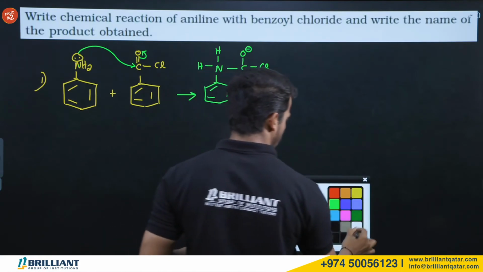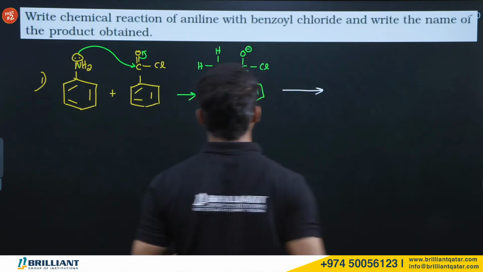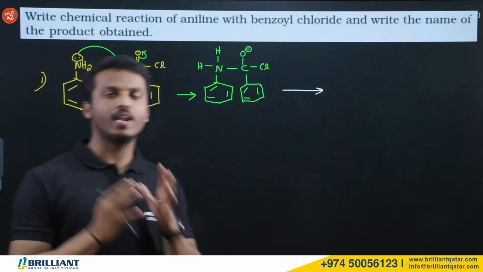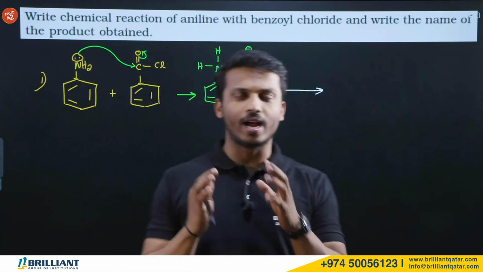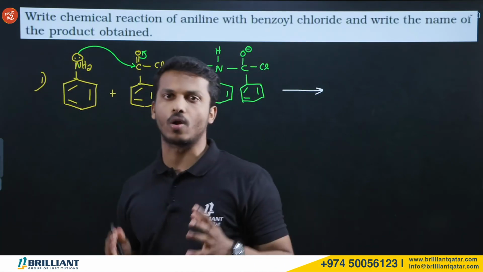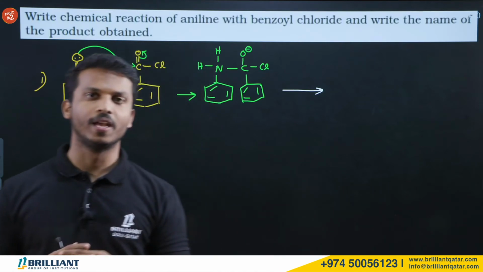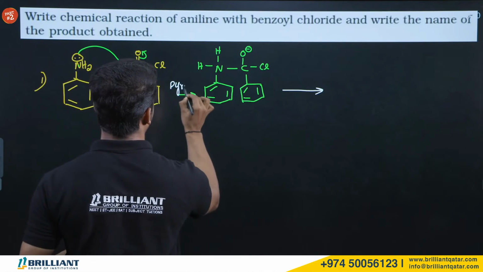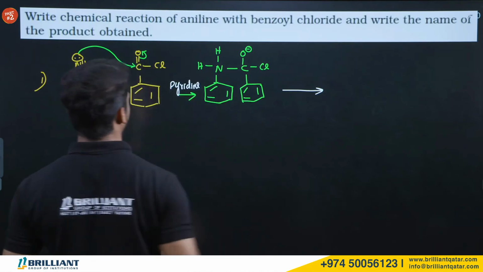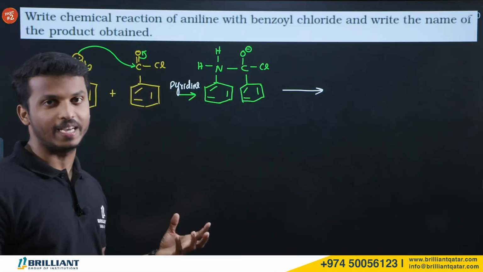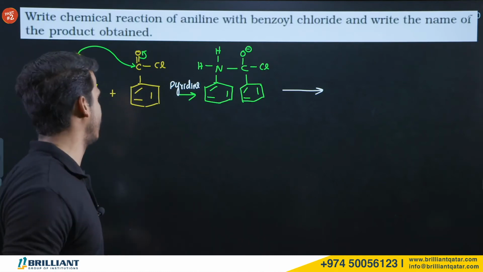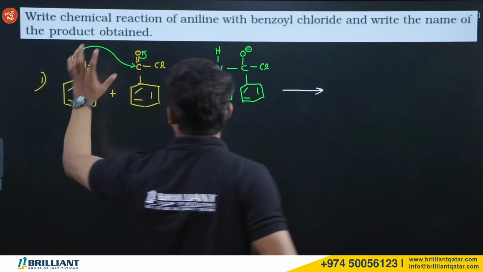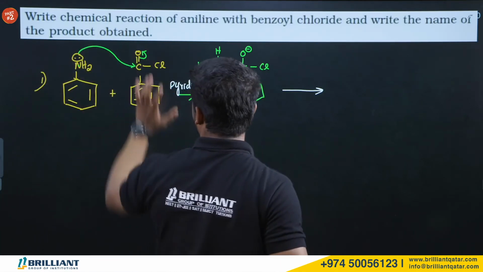After that, what can happen? You may study this with aniline or an amine when you are adding an acyl chloride or acid chloride. Here it is benzoyl chloride. This reaction is carried out in the presence of a base called pyridine. You may study one reasoning question: why pyridine is used in this reaction. We can discuss that later.